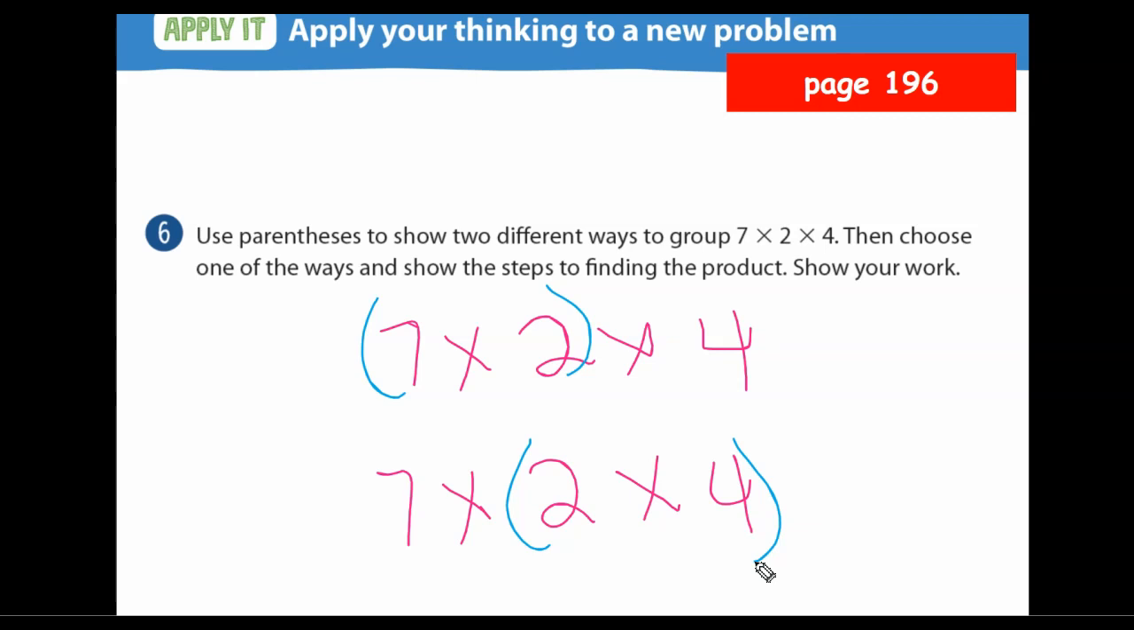All right, good. And this one, which one do you think would be best to use? The 2 times 7 first, or multiply 2 times 4 first? 2 times 4. Yeah, because I know what 7 times 8 is. I might have a hard time to figure out what 14 times 4 is, huh? All right.